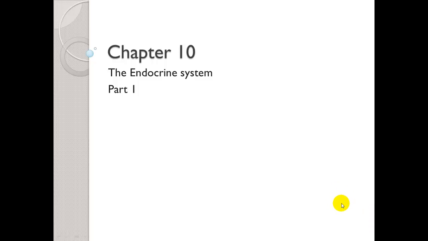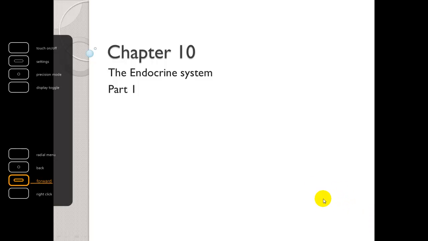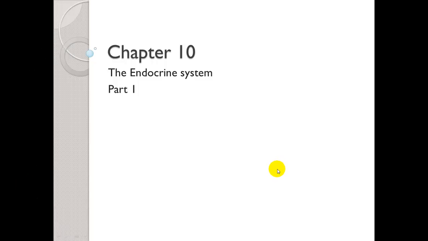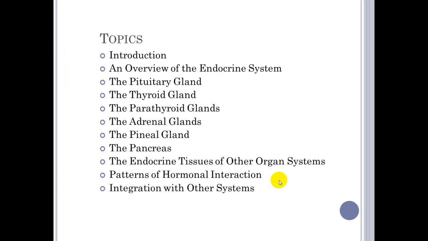All right, this is going to be Chapter 10, the Endocrine System, and this is going to be Part 1. Topics here, we're going to talk about a quick introduction and an overview of the endocrine system. We're going to talk about the pituitary gland, the thyroid gland, parathyroids, adrenals, pineal, pancreas, endocrine tissues and other organ systems, patterns of hormonal interaction, and integration with other systems at the end of it.